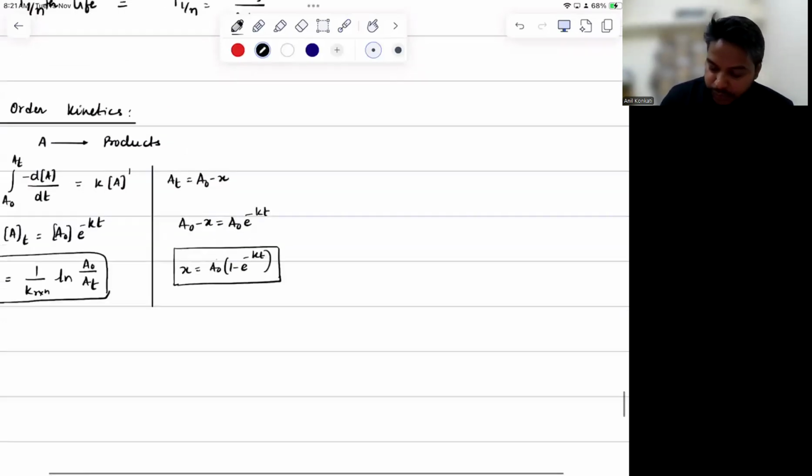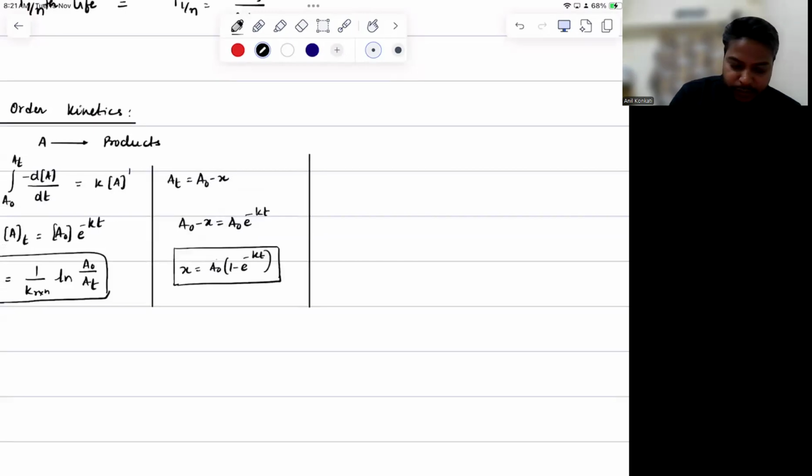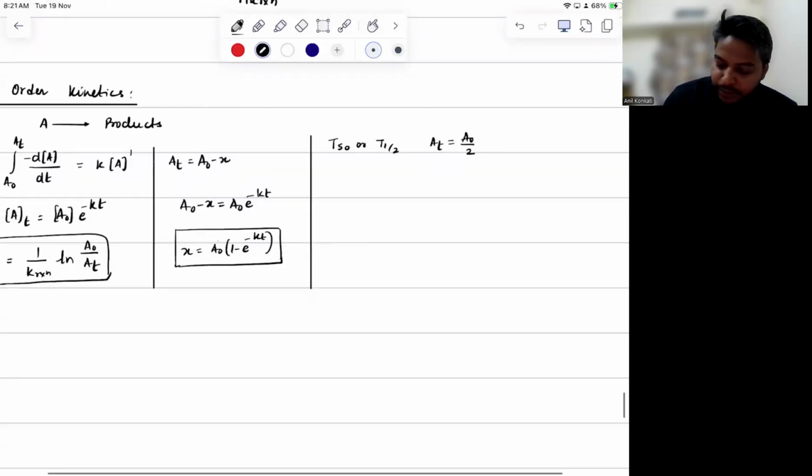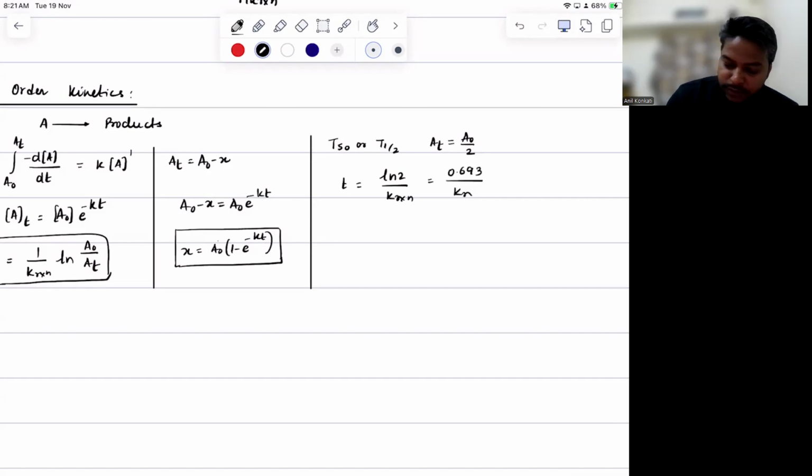Now, going into further details, you know how to write the half-life. So T50 or T half will be when At is equal to A naught by 2. So when At is equal to A naught by 2, then t will become ln 2 by k of the reaction. Got it? Which comes out to be 0.693 divided by k of the reaction.